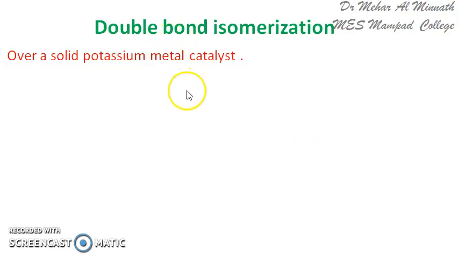Now the second step is double bond isomerization. This happens in the presence of a solid potassium metal catalyst. One thing I want to tell you is that the nickel catalyst is used only in the first step, the oligomerization step. We have discussed the alkene-alkyne oligomerization in detail in my earlier video, and you can watch that for your reference. Here, to complete the SHOP process, the double bond isomerization happens in the presence of potassium metal.